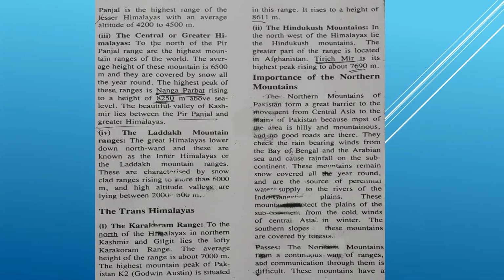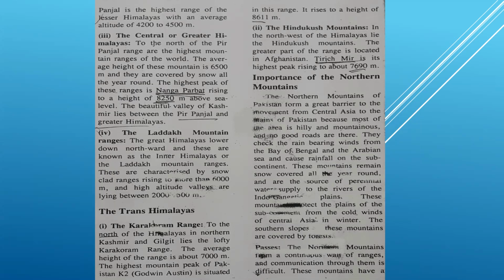Pir Panjal is the highest range of the lesser Himalaya. It can be asked in MCQs, dash is the highest range of the lesser Himalaya, that is Pir Panjal. And what is the height of this? 4,200 to 4,500 meters. Now the central or greater Himalayas, to the north of the Pir Panjal range, are the highest mountain range of the world. The average height of these mountains is 6,500 meters and they are covered by snow all the year round because the weather is cold there and all year their peaks are covered with snow.